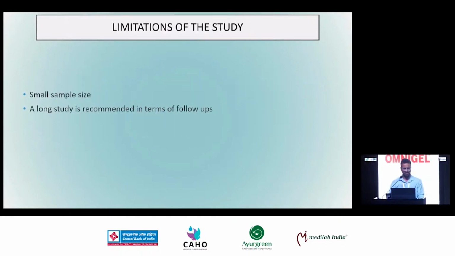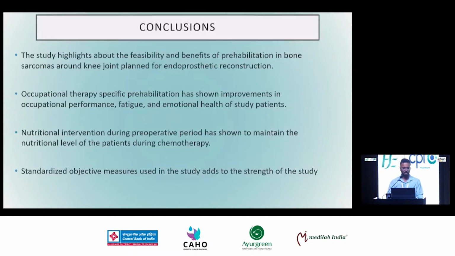The limitation of the study was a smaller sample size, and further recommendation is a longer study with more follow-ups. So coming to the conclusion, the study highlighted the feasibility and benefits of prehabilitation in bone sarcomas around knee joint planned for endoprosthetic reconstructions.